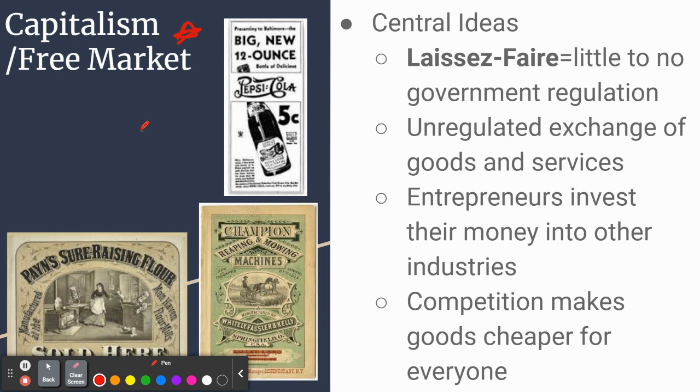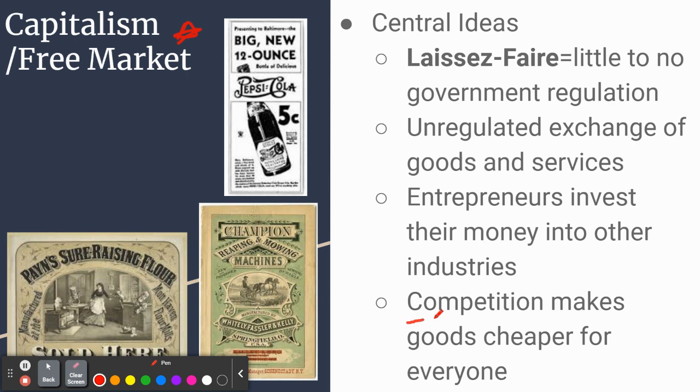The main idea behind capitalism is that the entrepreneurs who create these businesses will invest their money into other businesses, growing the economy as a whole. So if I open up a shoe store, I am going to need shoes. So I'm going to buy them from a company that is going to have to hire workers and pay those workers, who are going to go out and buy other products, and the economy grows because of this chain reaction of money moving throughout it.